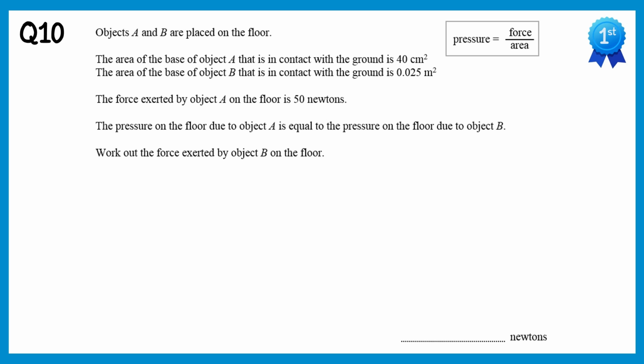In this question, we know both the area and the force for A, so we can work out the pressure using the formula we're given. Force divided by area, so force is 50, divided by area 40, gives us a pressure of 1.25 newtons per centimetre squared. We're also told that the pressure due to object B is the same, so this is also the pressure for object B.